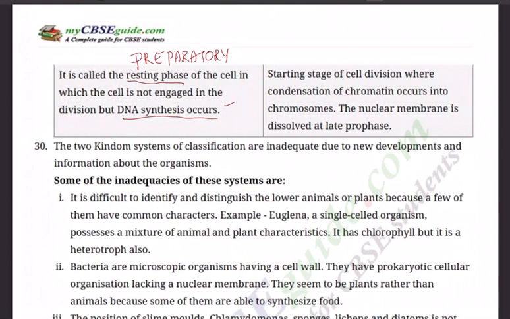On the other hand, prophase: pro means first, phase means stage. It's the starting stage of cell division where condensation of chromatin occurs into short stumpy chromosomes. The nuclear membrane disappears at a later stage of the prophase.